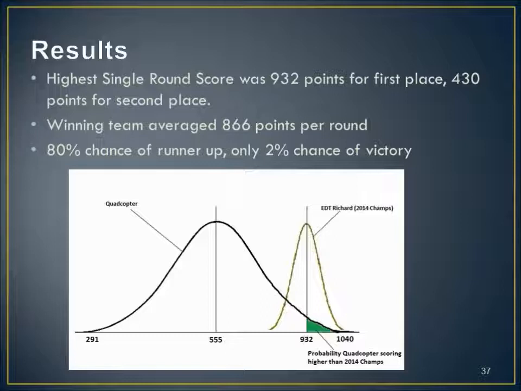In this year's competition, the highest round score was 932 points, 430 points for second place, and the winning team averaged 866 points. So this gives us an 80% chance of runner-up, but only a 2% chance of victory.